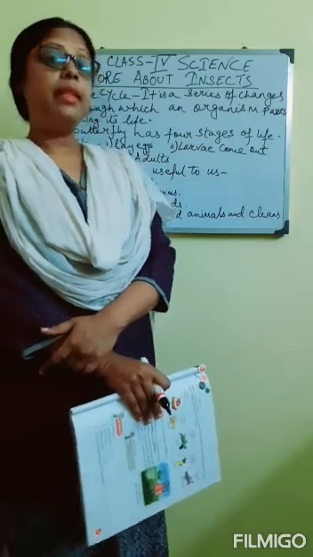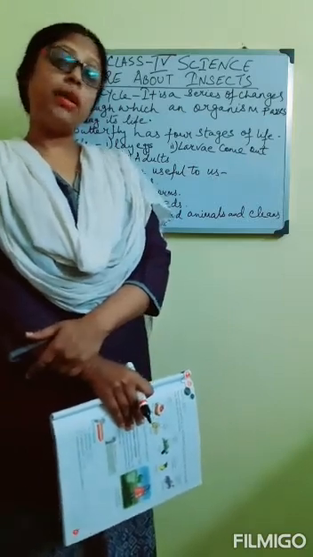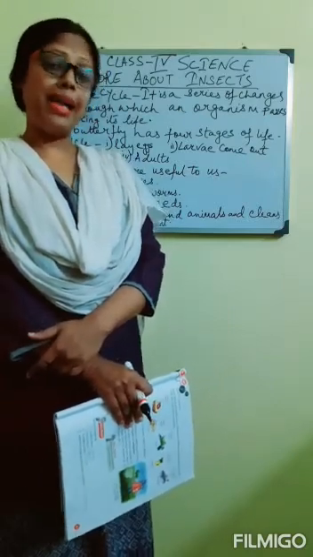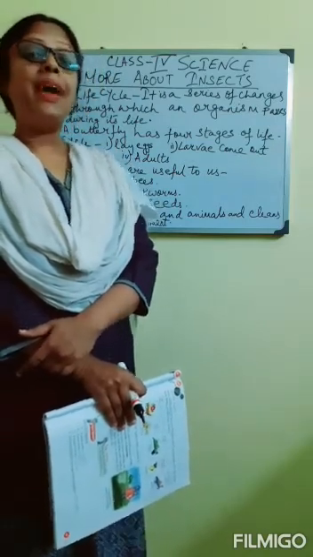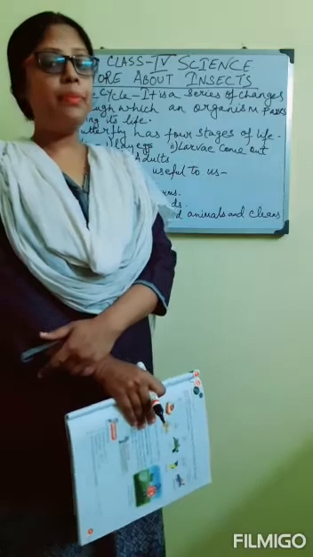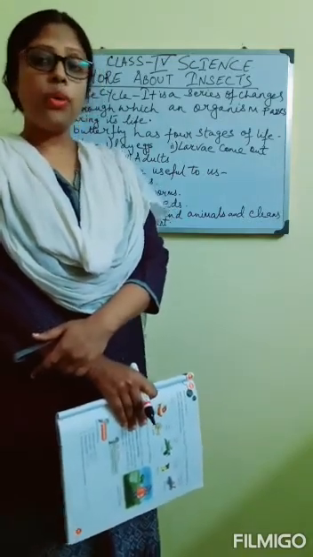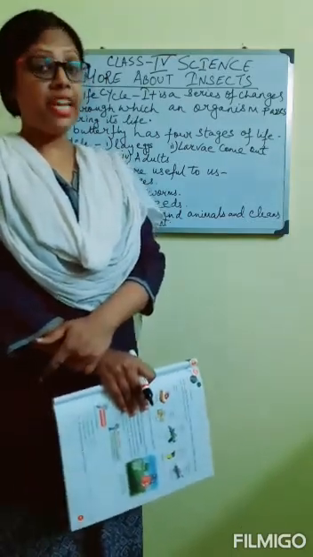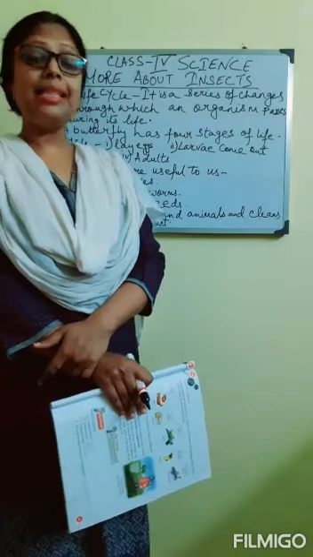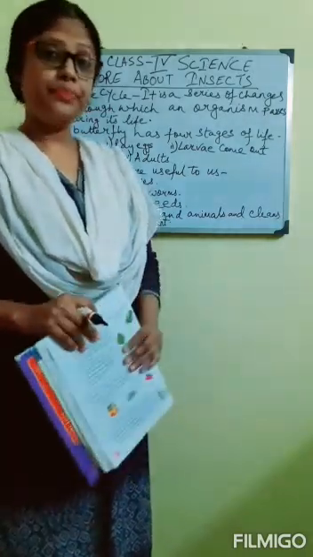There are insects that feed on dead organisms like plants or animals. By eating them, they help us in cleaning the environment. So, insects also feed on dead organisms, and they help us in cleaning the environment.